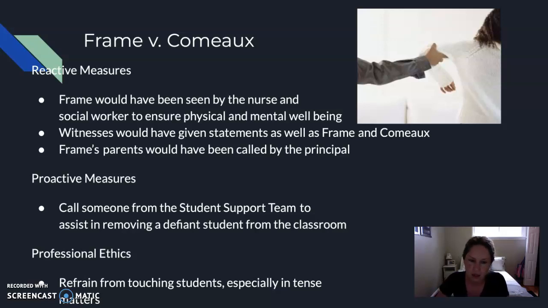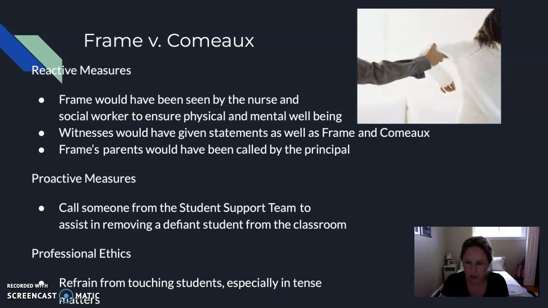The teacher could then in future call someone from the student support team to assist in removing a defiant student from the classroom. I know that I have had a situation in which the student didn't want to leave the classroom. The other circumstances were different, but you have to have support in a case or a scenario like that. So having someone there to help in those matters, knowing that you do need to most likely supervise the rest of your class, that would be one proactive measure.